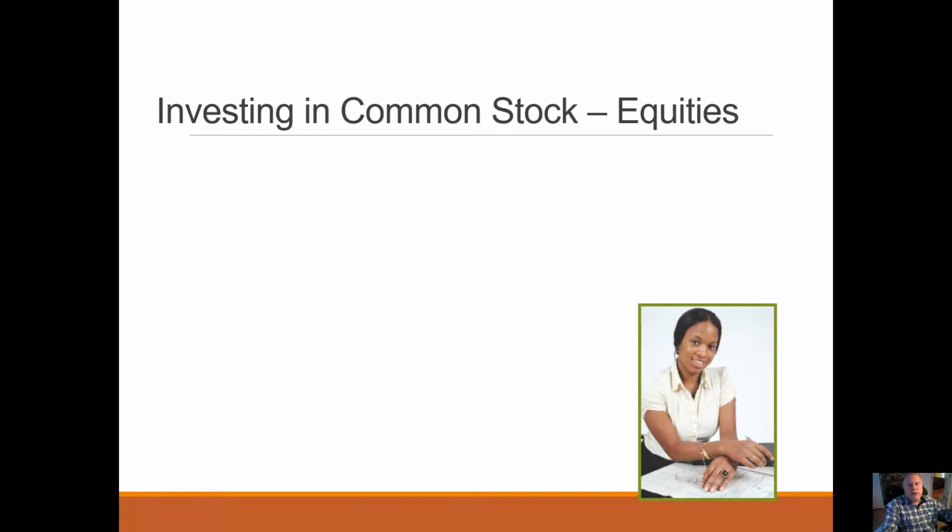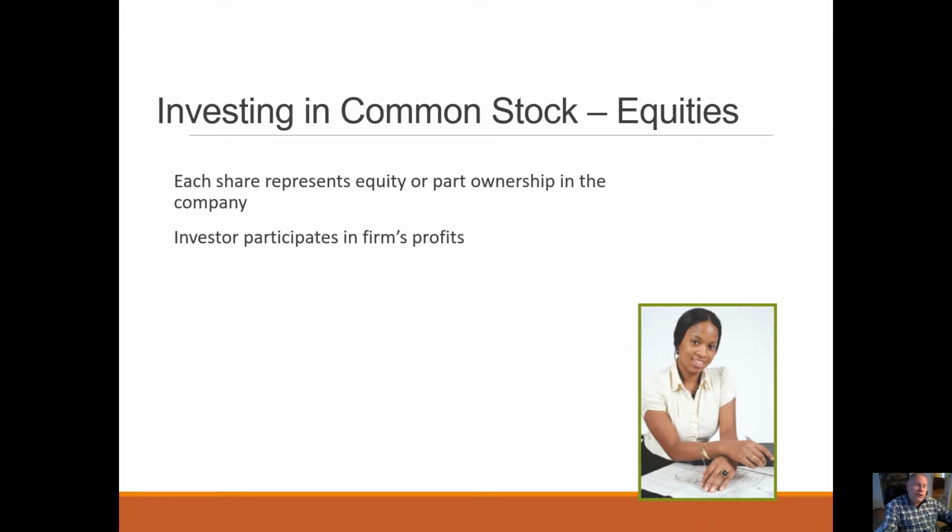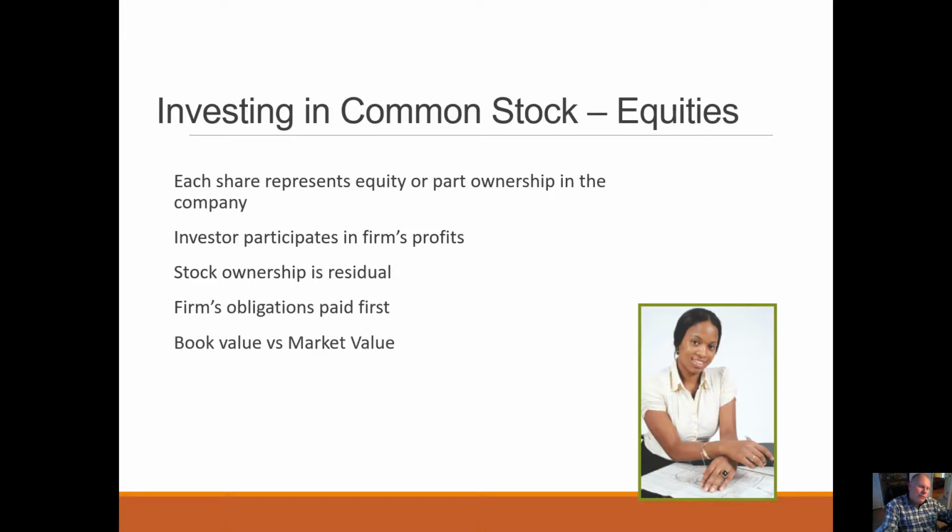Let's take a look at investing in common stock. This is probably repetitive, or many of you already know, but I want to keep things in context here. Each share represents equity or part ownership in the company, and investors participate in the firm's profits. Stock ownership is residual. Before the shareholder would get anything, all the other debts and liabilities have to be satisfied. The firm's obligations are paid first. Stockholders come second. We then have book value, and what you're seeing on the 10Ks that you look at is the book value. Then there is the market value.